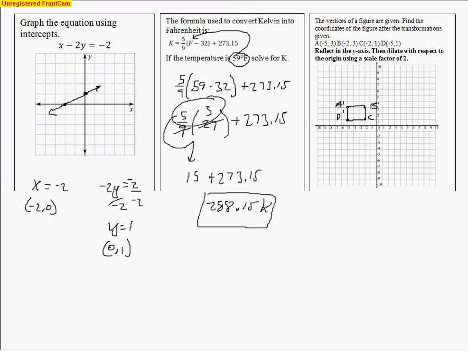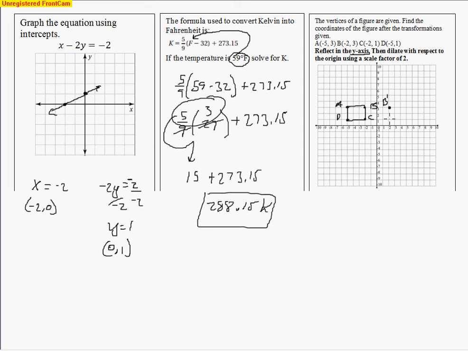It's a little rectangle. So it says reflect over the y-axis and then dilate with respect to the origin with a scale factor of 2. So over the y-axis means I go over, this y-axis is vertical. So I count the spaces to the y-axis, and then I go the same number of spaces on the other side, and that's going to be B prime.